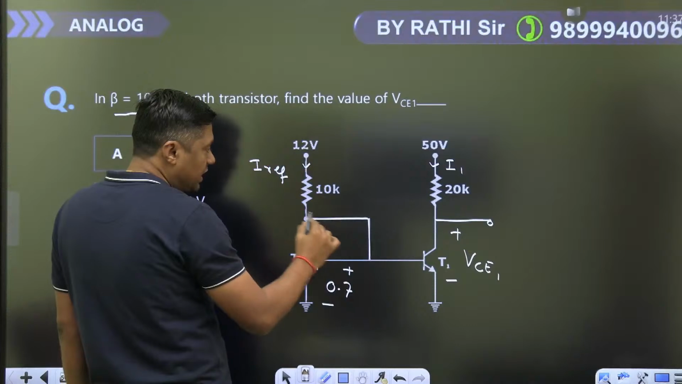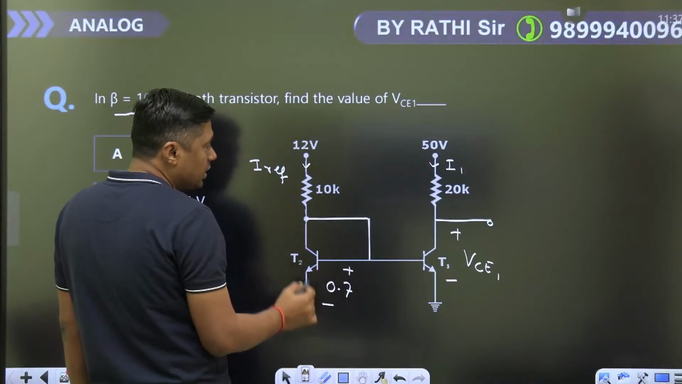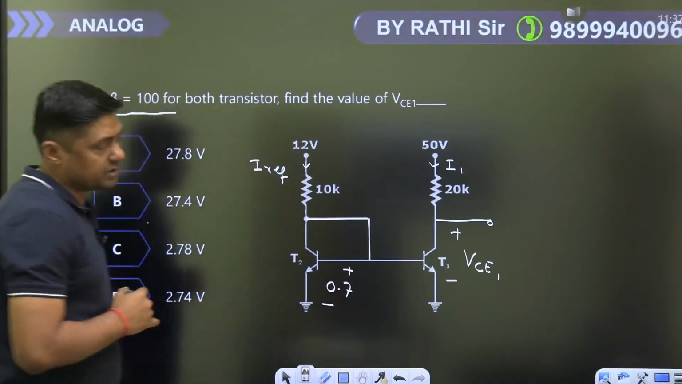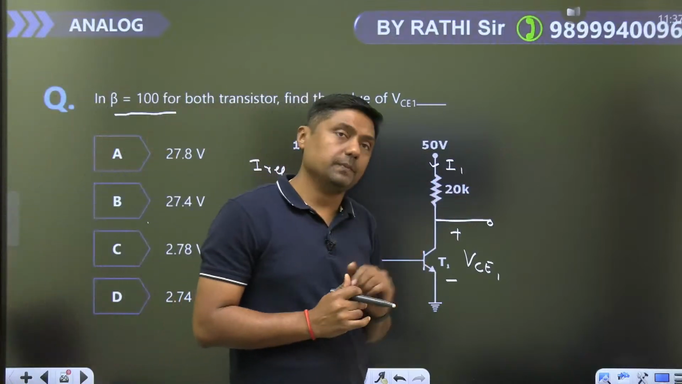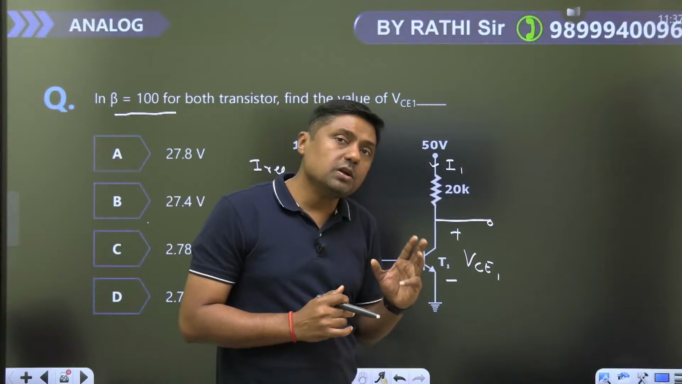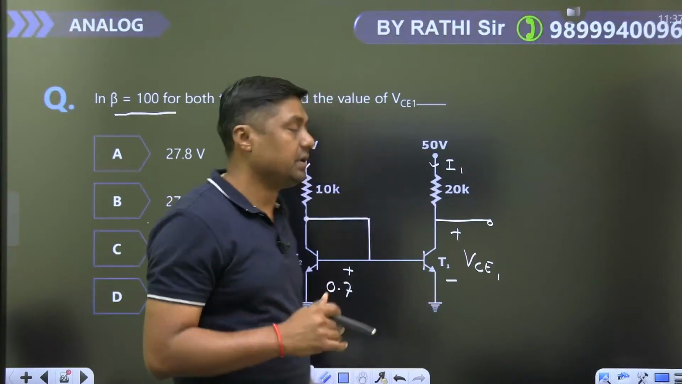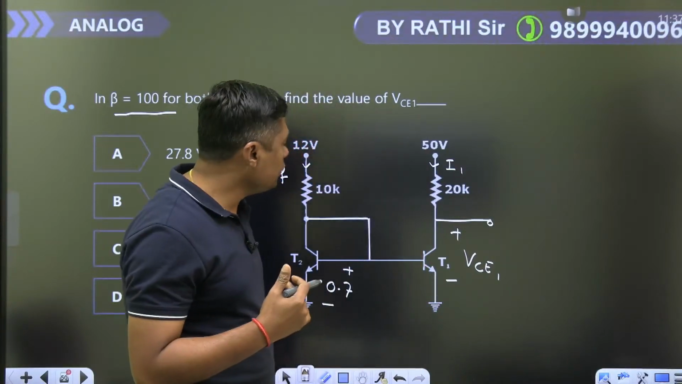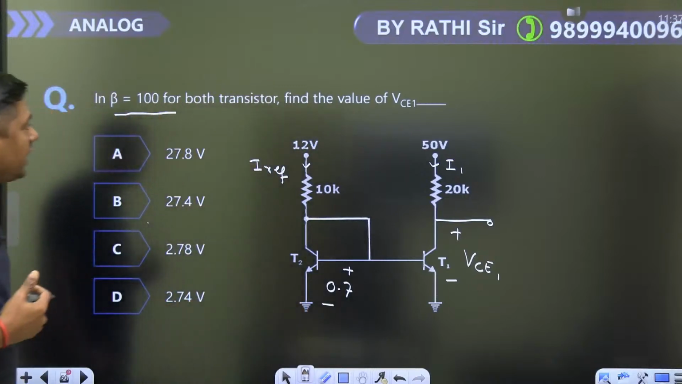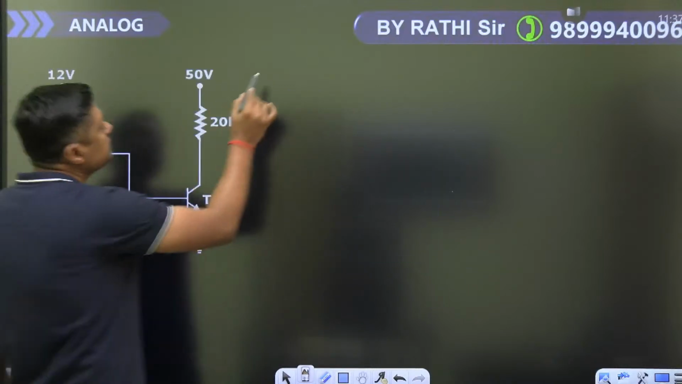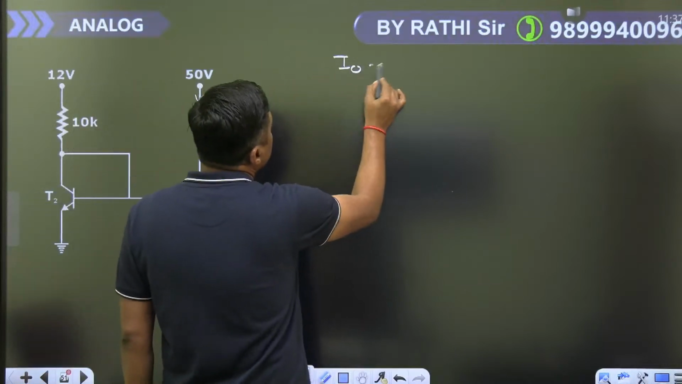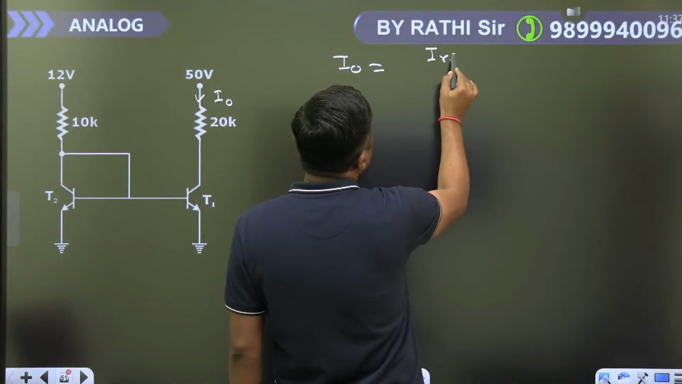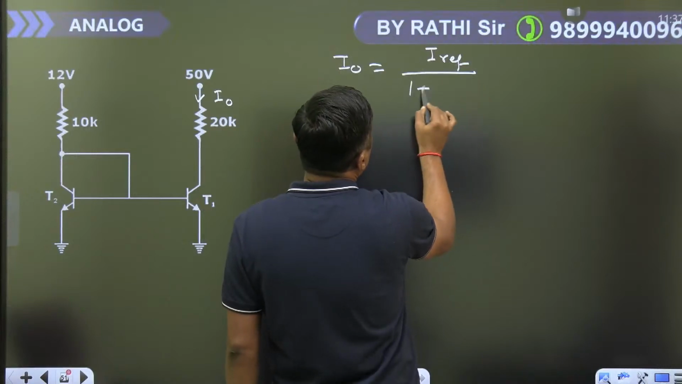Now you can write the KVL from this point to this point. You can find the value of the I reference. From I reference you can find the value of I1. But beta, what is the beta? 100 is given, not too high. So you have to use what? Formula, exact formula. What is the exact formula? I0 is equal to I reference divided by 1 plus 2 by beta.